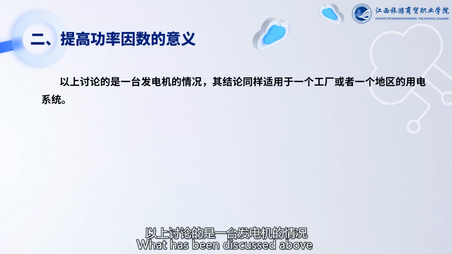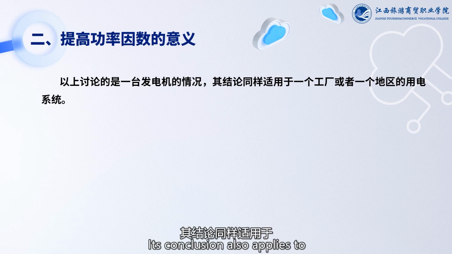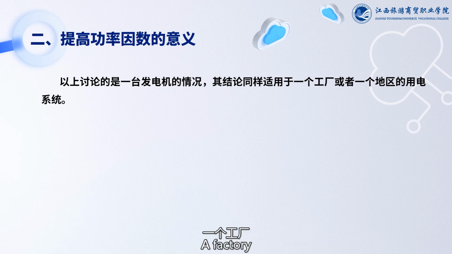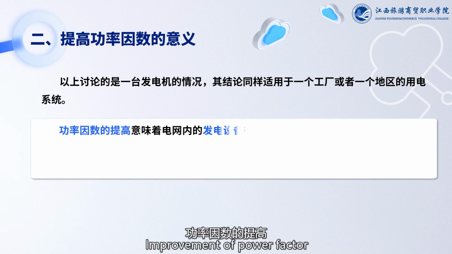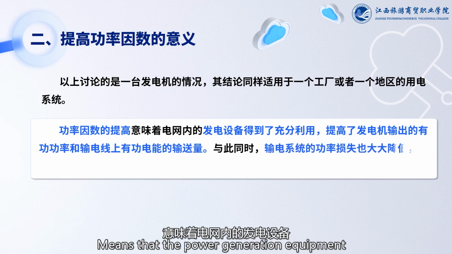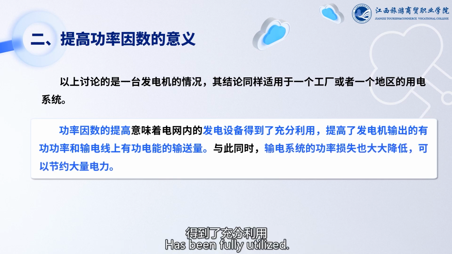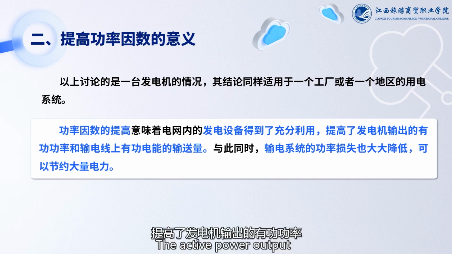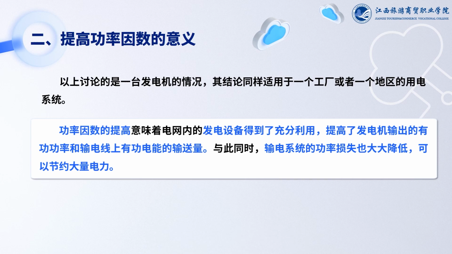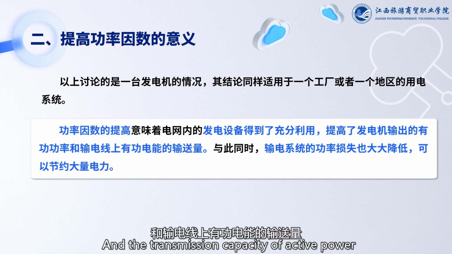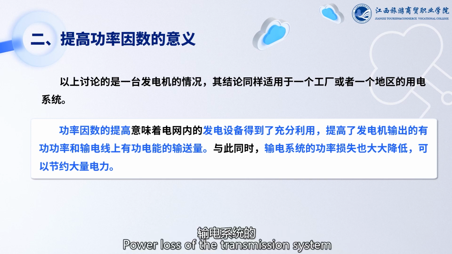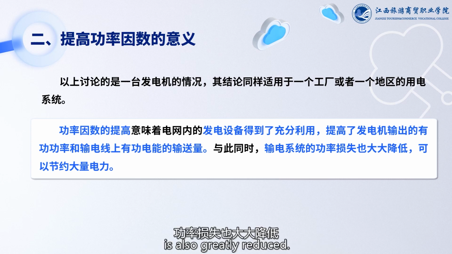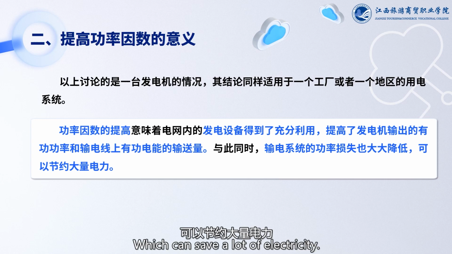What has been discussed above is the case of a generator. Its conclusion also applies to a factory or power consumption system in an area. Improvement of power factor means that the power generation equipment in the power grid has been fully utilized. The active power output by the generator is improved, and so is the transmission capacity of active power on the transmission line. Power loss of the transmission system is also greatly reduced, which can save a lot of electricity.